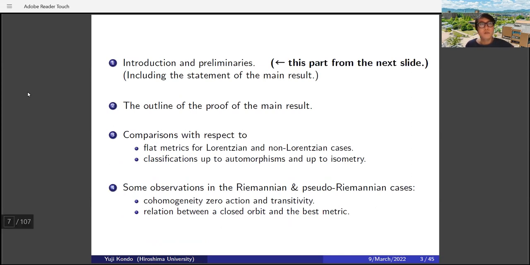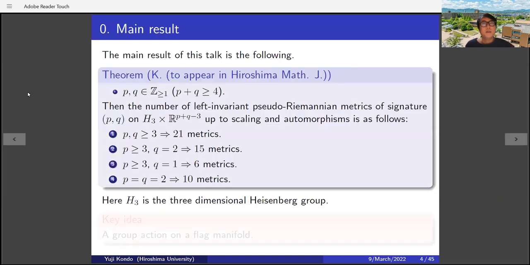Okay, so from the next slide, we will move on to the first part. This is the main result. The Lie group that we consider in this talk is this direct product Lie group, which is the direct product of the three-dimensional Heisenberg group and the Euclidean space. So the main result says that for any positive integers p and q, with p plus q greater than or equal to 4, the number of left-invariant pseudo-Riemannian metrics of signature (p, q) on this Lie group up to scaling and automorphisms is as follows.